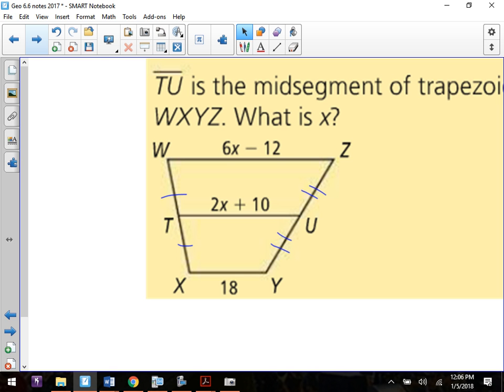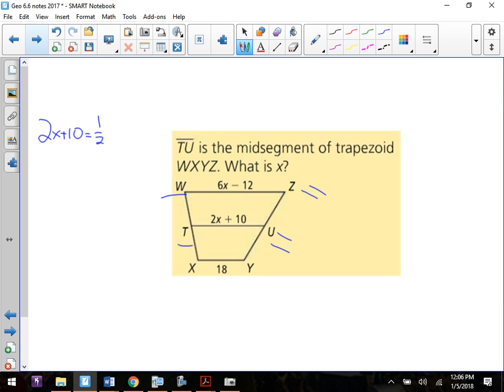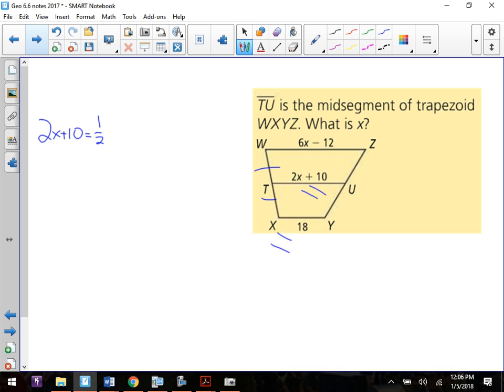Which one's the mid segment? Move that over. Half of 6x minus 12 plus 18. Combine your stuff in the parentheses. You know what? 6x plus 6.